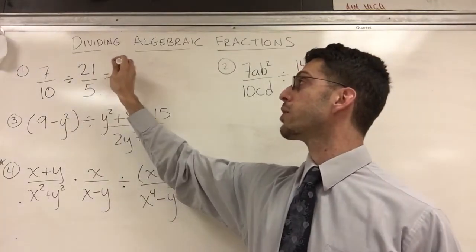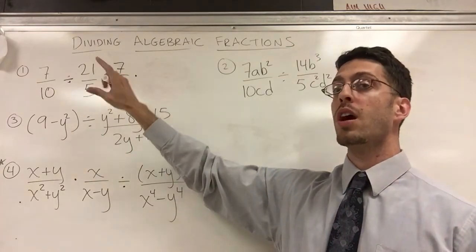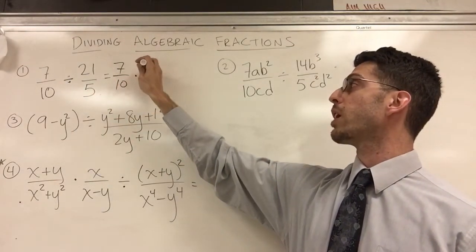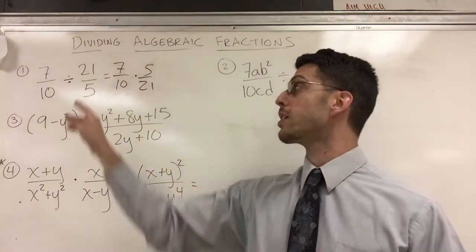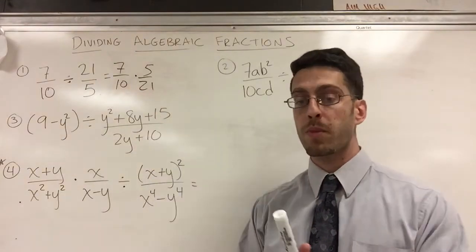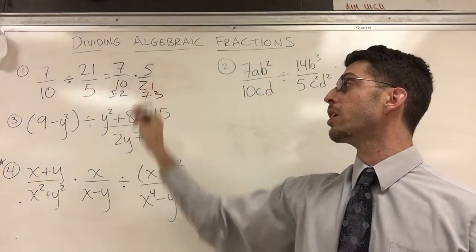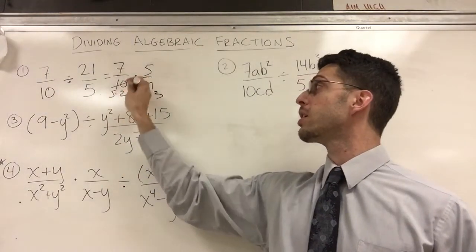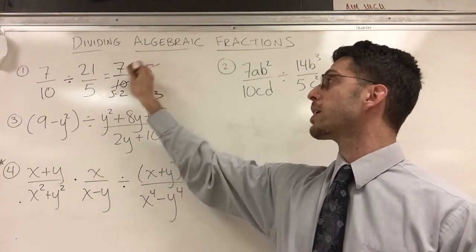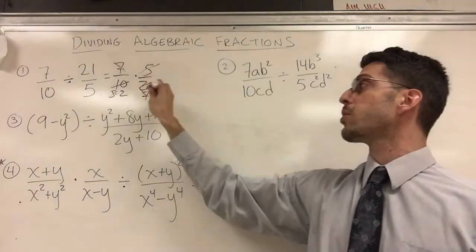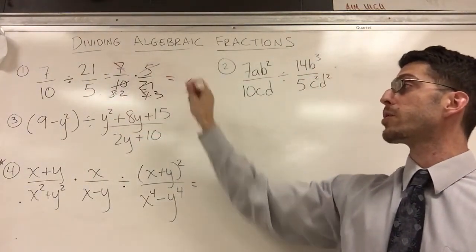Alright, so I'm going to follow keep, change, flip, or stay, change, flip. 7 over 10 stays. I'm going to change division to multiplication, and then the reciprocal of 21 over 5 is 5 over 21. In fact, it might be better to write the 10 and the 21 in factored form. You can write them as 5 times 2 and 7 times 3. And the reason I factor these is so that I can cross cancel. So this 5 up here gets canceled with that 5, and the 7 gets canceled with that 7. And my final answer is whatever's left. Well, that's 2 times 3, so the answer is 6.